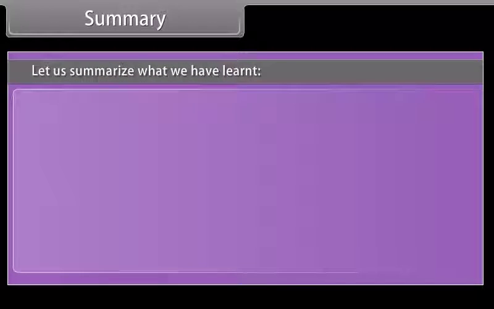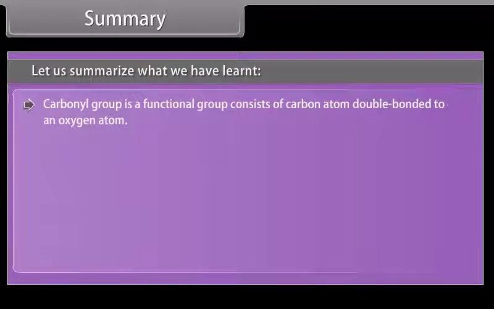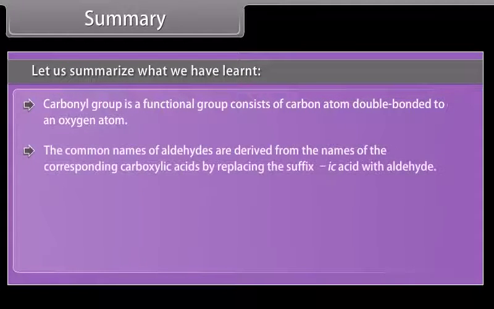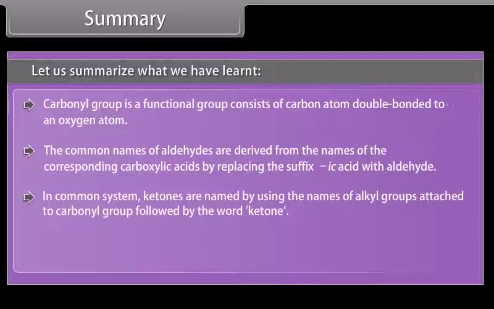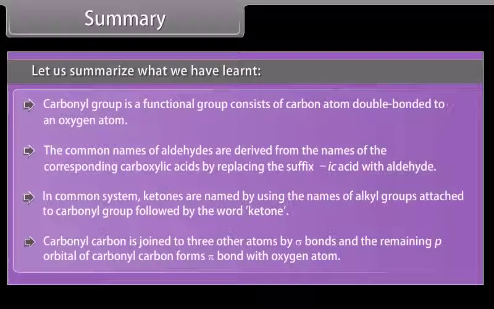Summary. Let us summarize what we have learned. Carbonyl group is a functional group that consists of a carbon atom double bonded to an oxygen atom. The common names of aldehydes are derived from the names of the corresponding carboxylic acids by replacing the suffix -ic acid with aldehyde. In the common system, ketones are named by using the names of alkyl groups attached to the carbonyl group followed by the word ketone. Carbonyl carbon is joined to 3 other atoms by sigma bonds, and the remaining p orbital of carbonyl carbon forms a pi bond with the oxygen atom.